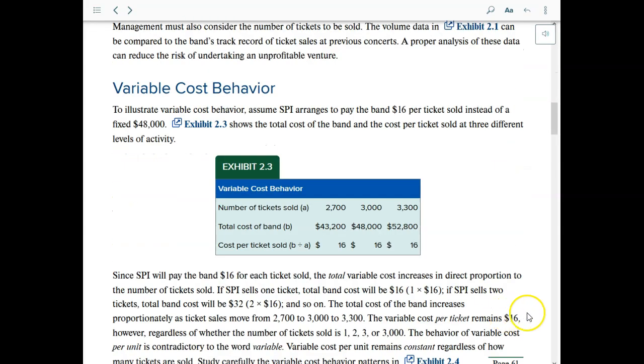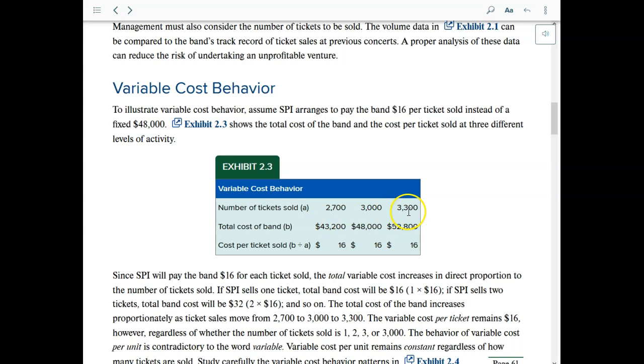Okay, now let's look at the variable cost. It's just opposite. In this situation, they might arrange with the band and tell the band, we will pay you $16 per ticket. And so, depending on how much you get paid will depend on how many tickets we sell. So at the 3,000 ticket level, if you have that many sold, and you're going to pay the band $16 per ticket, $16 times 3,000 is $48,000. You think, well, what changed? Nothing changed. Let's look at the other levels though.